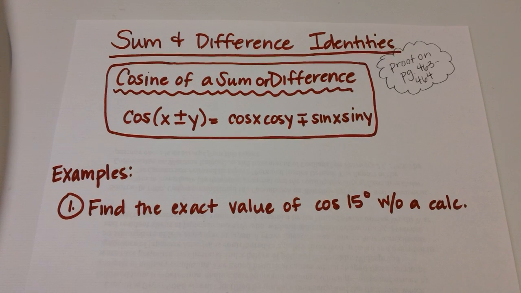Alright, in this video we're going to do the sum and difference identities, and we're also going to do the double angle identities and the half angle identities. So there's going to be 3 total, and this is going to be for 2 days worth of class.